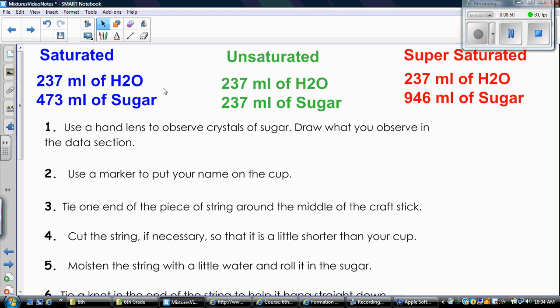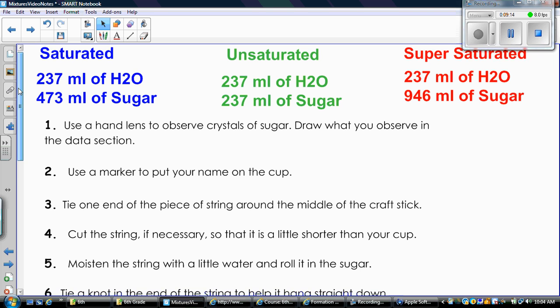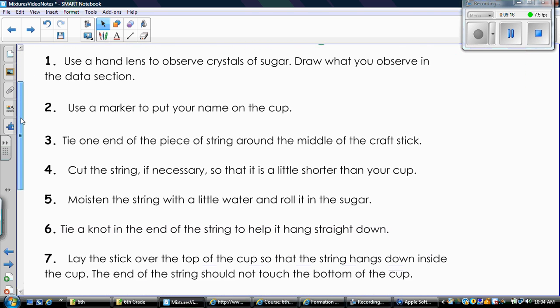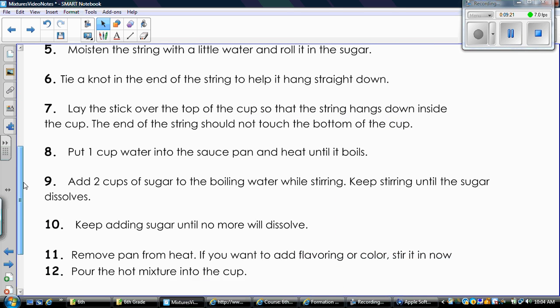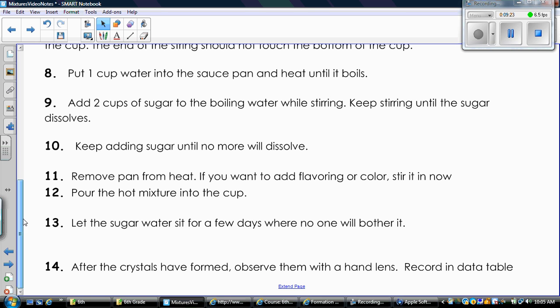If you'll notice, we're using the same amount of water, so that is our solvent. You're going to use the same amount of water, but you're going to add different amounts of the solute, which is the sugar. Saturated, unsaturated will be less, and supersaturated will be a lot more, double. These directions will be online for you to see, but they're also on your video to look at too. I'll just scroll down so you can pause and read through it. So this is how you're going to make rock candy. This is a very yummy solution.